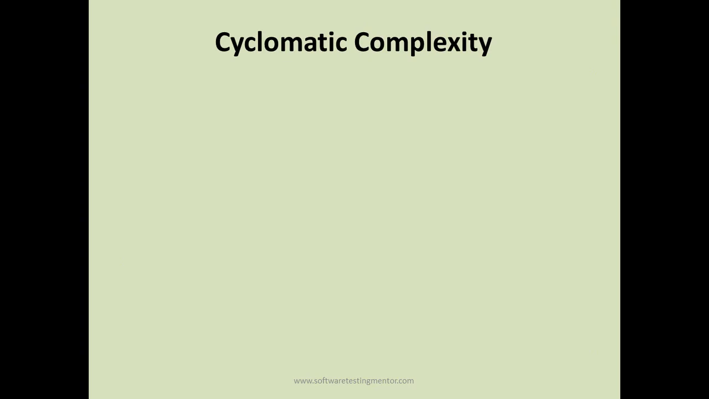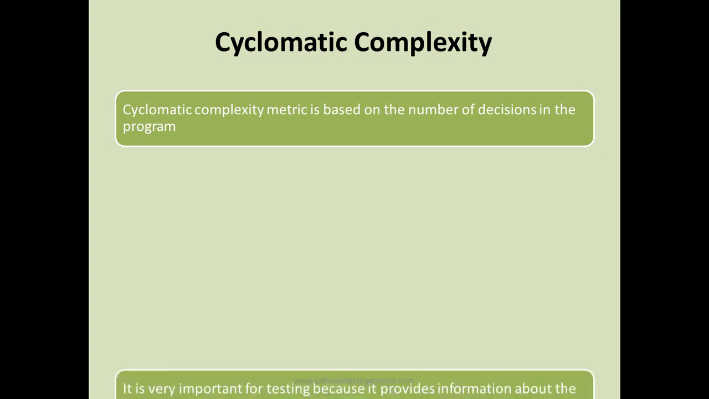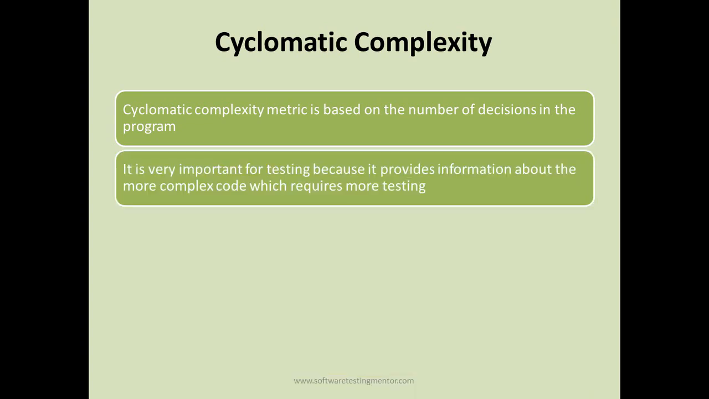Then let's discuss cyclomatic complexity. So this is another complexity measure for the code. The cyclomatic complexity metric is based on the number of decisions in the program. It is very important for testing because it provides information about the complex code which requires more testing.